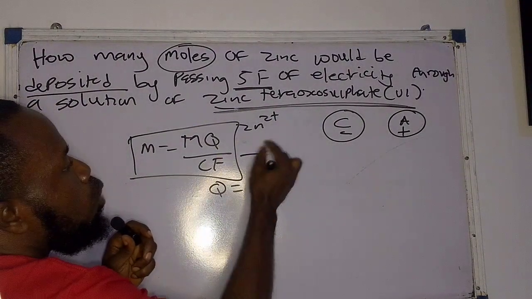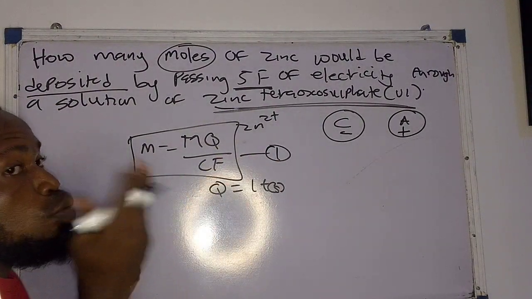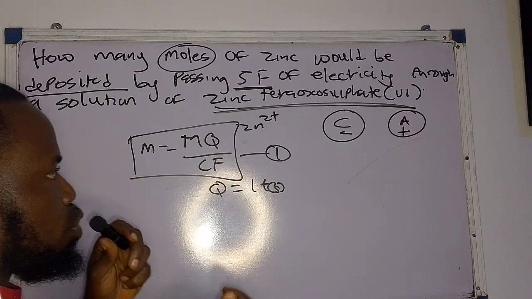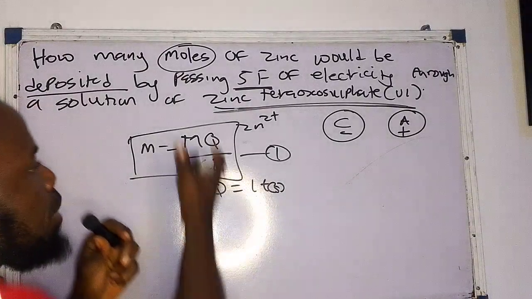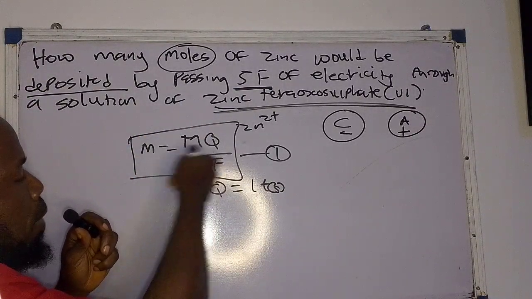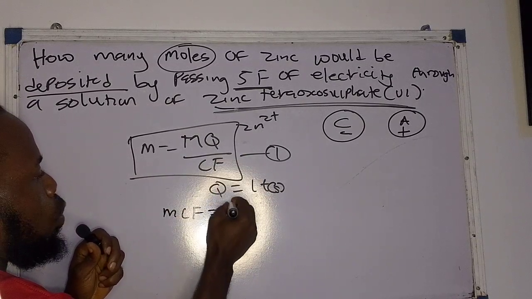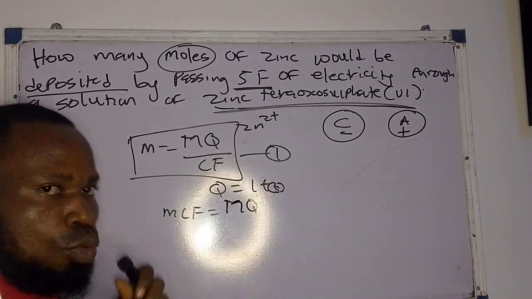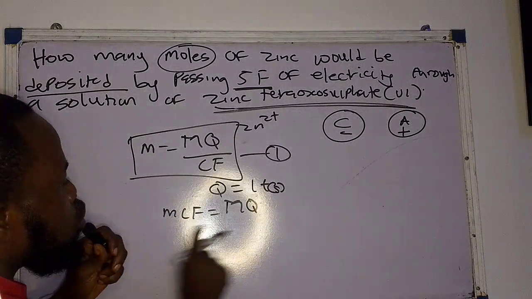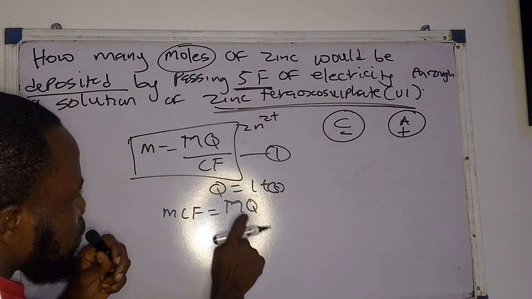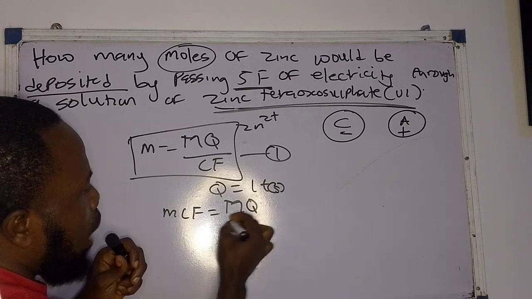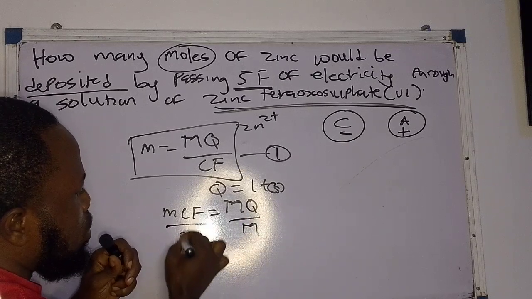Now this formula should be in your mind, but I cannot use it to solve this particular question, it will be a longer cut, though I can, but I need to break it down. If you cross multiply, you are going to have something like this. You will now say that m C F is equal to m Q. Let me show you this here. Now ladies and gentlemen, if I want to make Q the subject of the formula, what will I do? I will divide both sides by m.